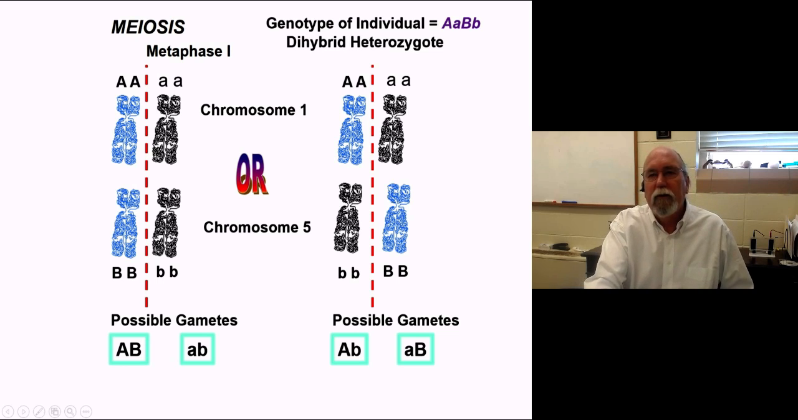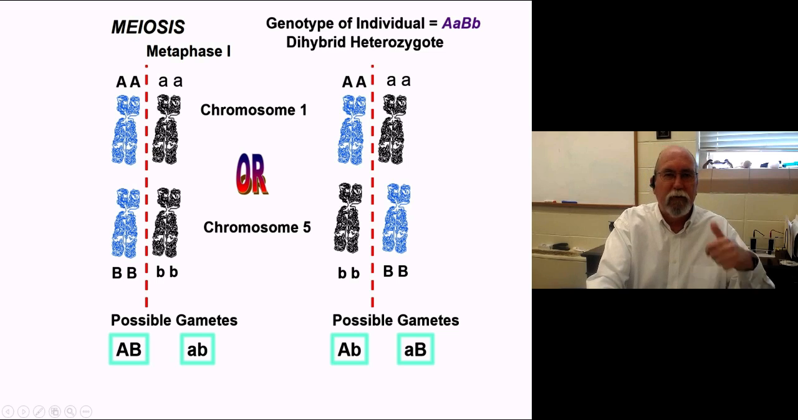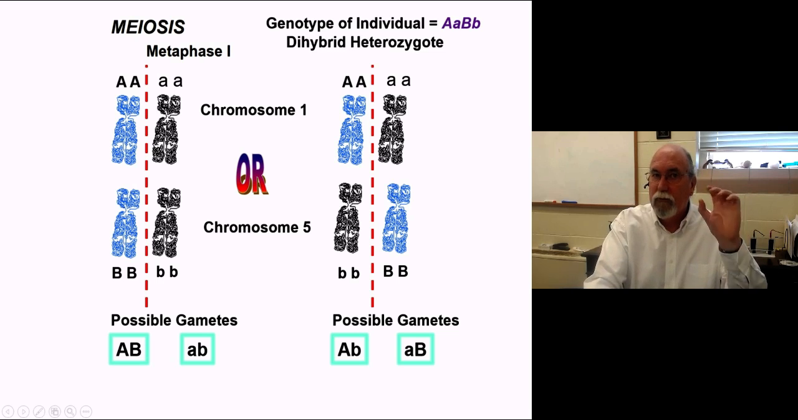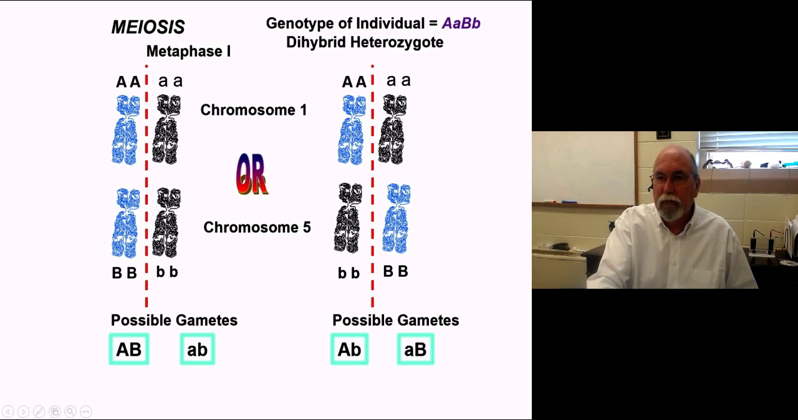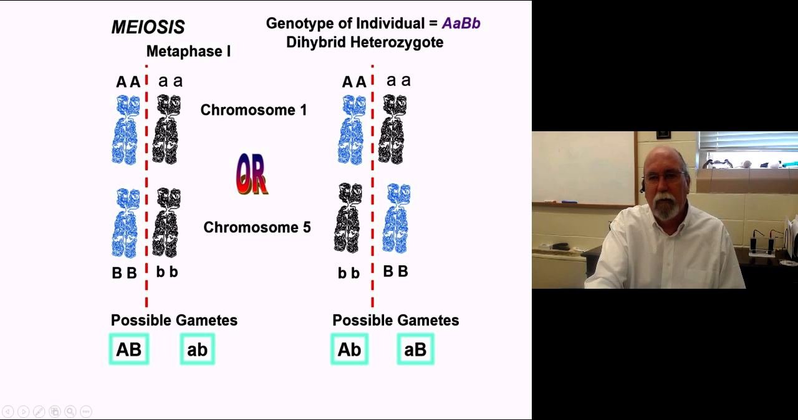This is the principle of independent assortment. Big A's are separating from little a's, that's segregation. Big B's are separating from little b's, that's segregation. Assortment is two or more segregation events thrown together. Here's one and there's the other. So we throw those together to get independent assortment. That's how we could get this outcome.